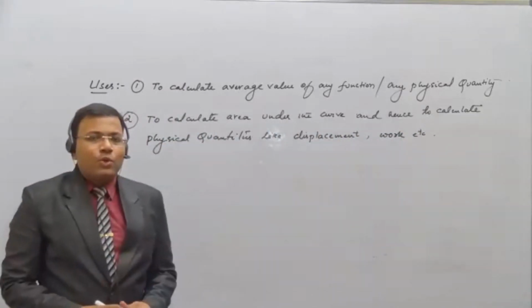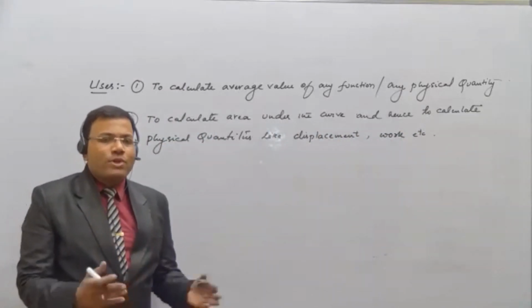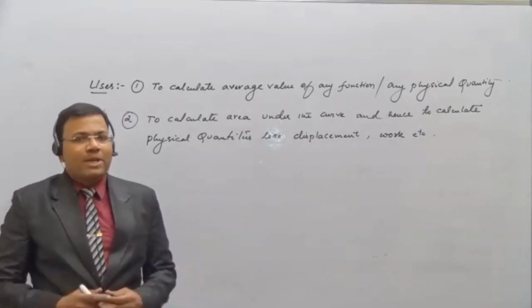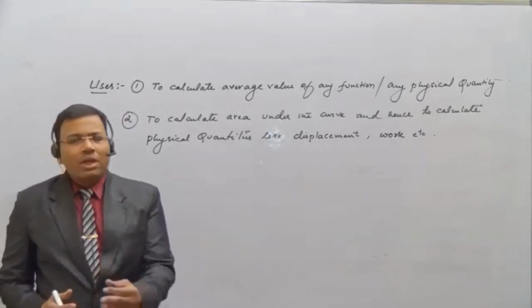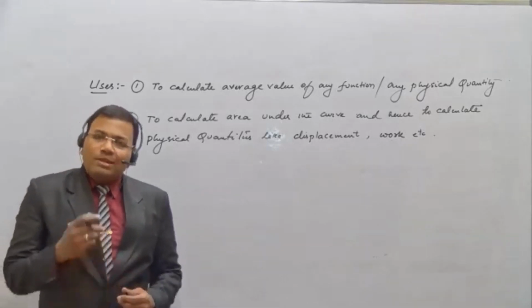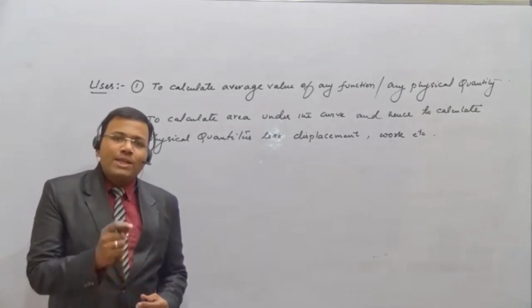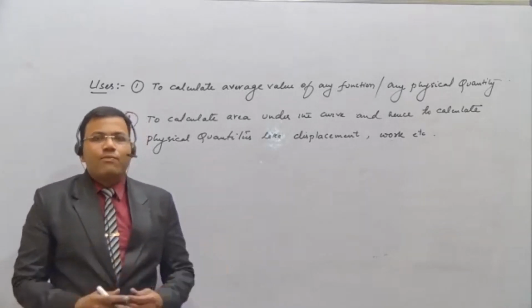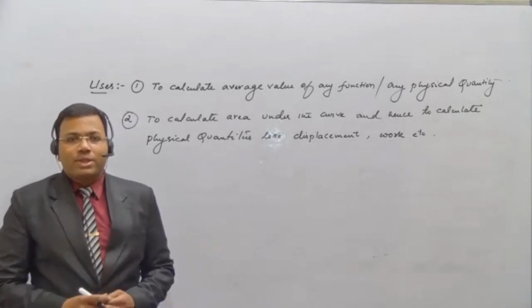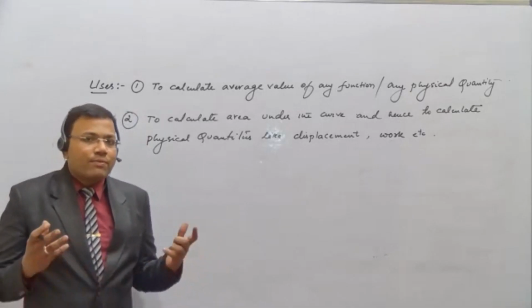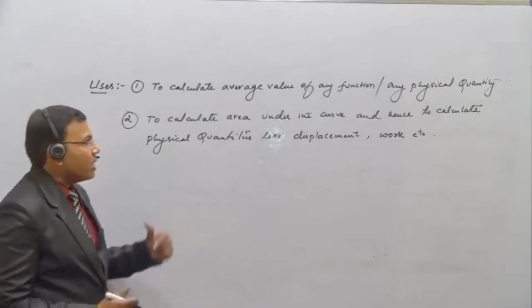What is work? The work done by a constant force is just force into displacement, F into S, or we can say F s cos theta. But that formula is for constant force. What happens if the force is not constant? Try to understand from the graph. Let us see.